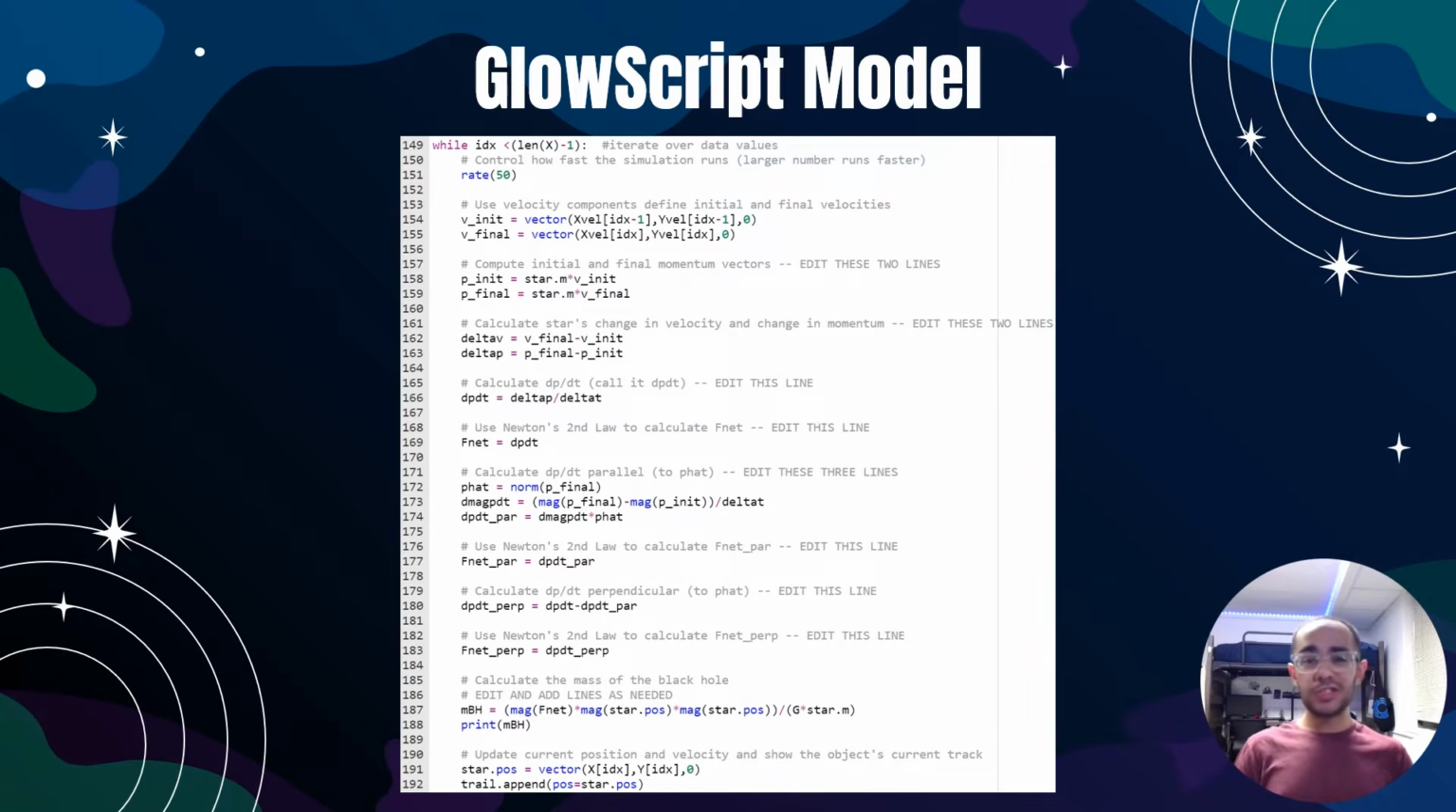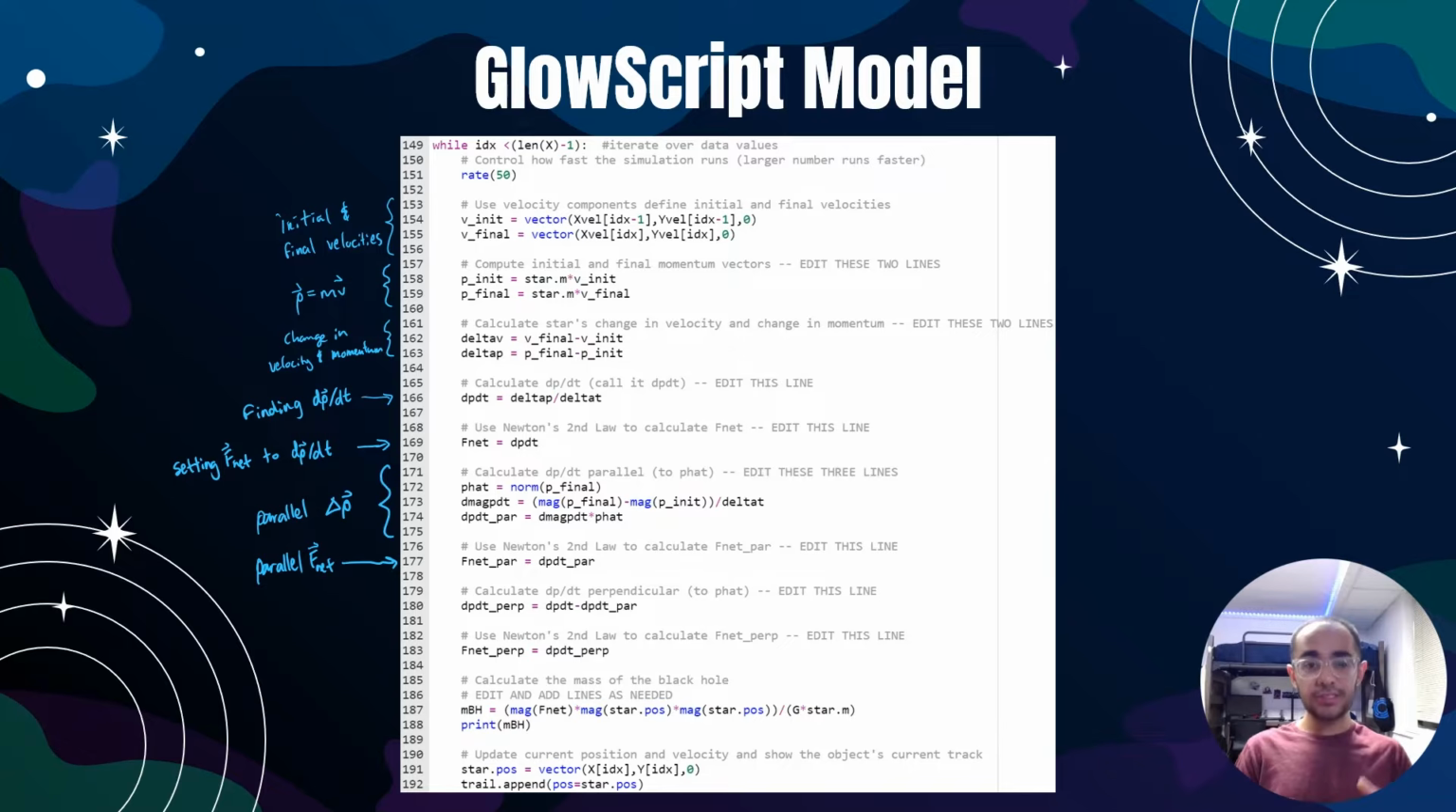All right, so here's just a couple more computational steps I had to go through in order to find the parallel and perpendicular components of the momentum in order to find the net force acting on our system, which is the star. Now, the most important line I would say is this last one right here. Here we can finally calculate the mass of the black hole at each given time increment by using this change in momentum over time, or this net force that we calculated, times the distance between them squared over GM.